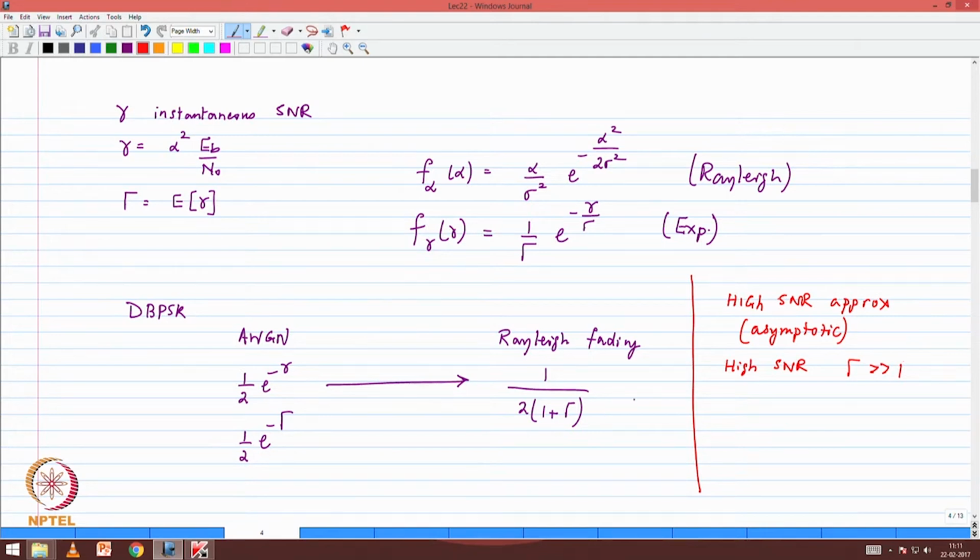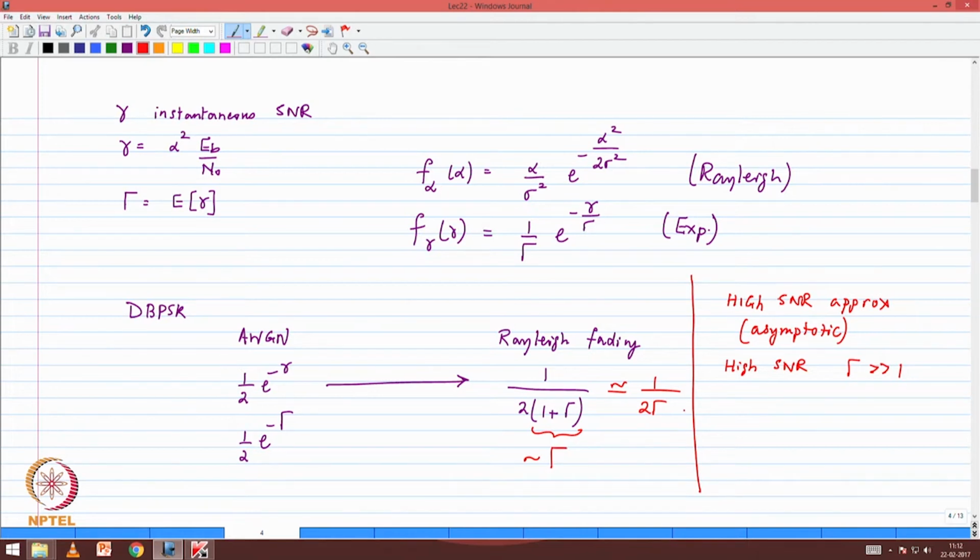Now under the assumption that gamma is much larger than 1, 1 plus gamma can be approximated as gamma. So this actually can be approximated as 1 over 2 gamma. Again, it's a very simple approximation once you apply the interpretation that is available to us. This is a useful aspect, something that we add on to whatever we have done in the last class.